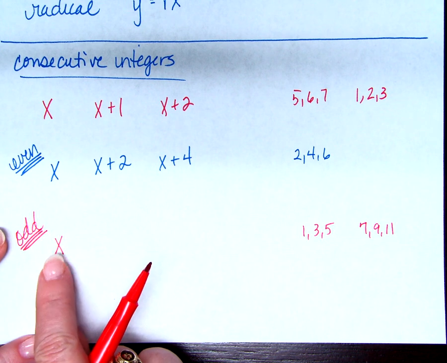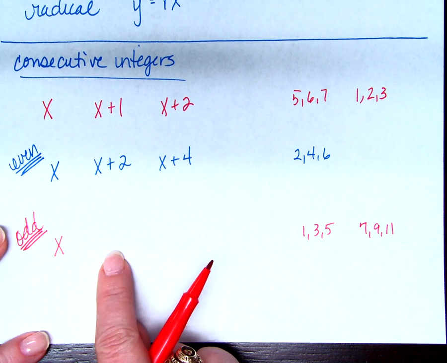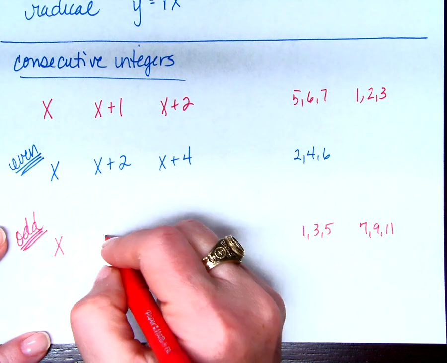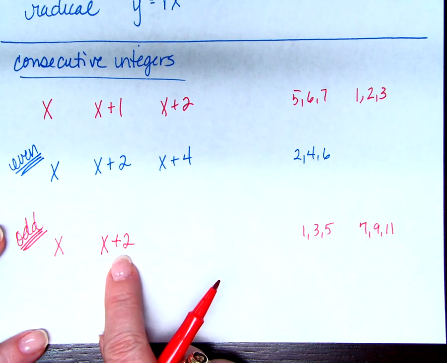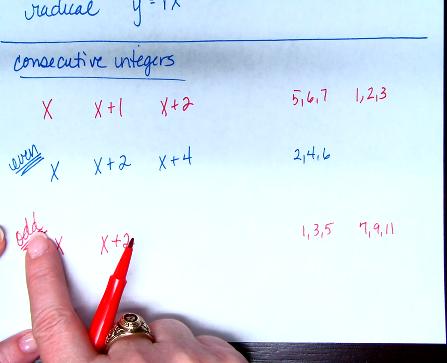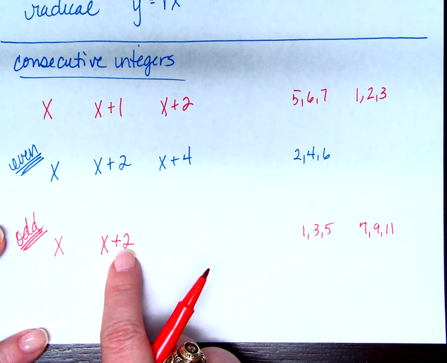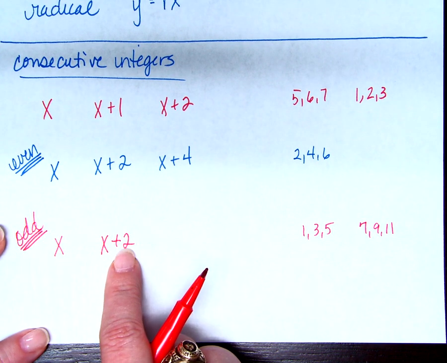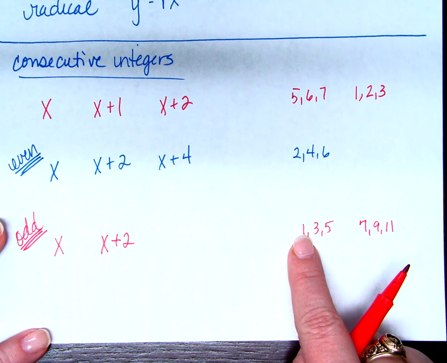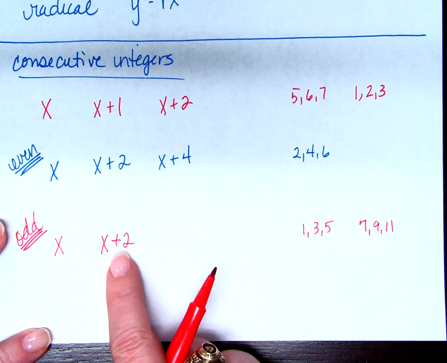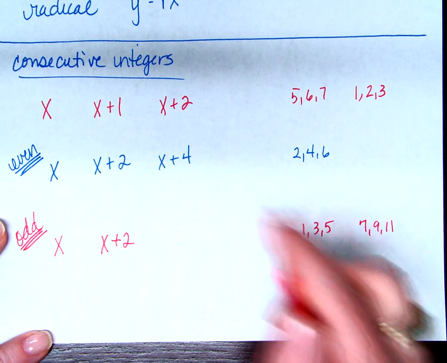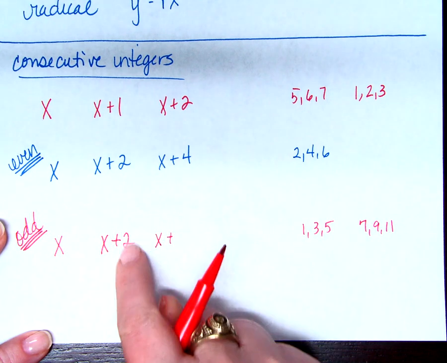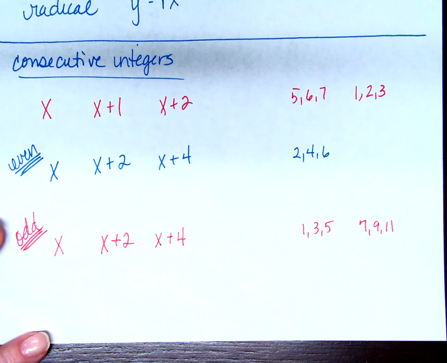If we called the first one X, what do we call the second one? Do you see why some people have a problem with that? Because they think if it has to be an odd integer, shouldn't I be adding something odd? No, if I start with 1, how far is 3 away from 1? It's 2 away. How far is 5 away from 3? 2 more away, so that would be x plus 2 or x plus 4.